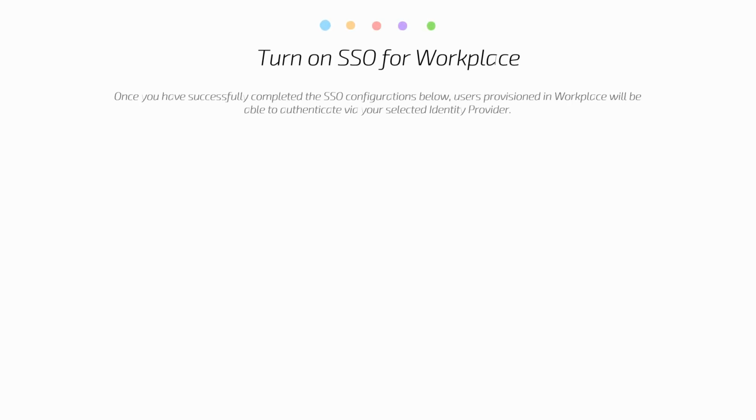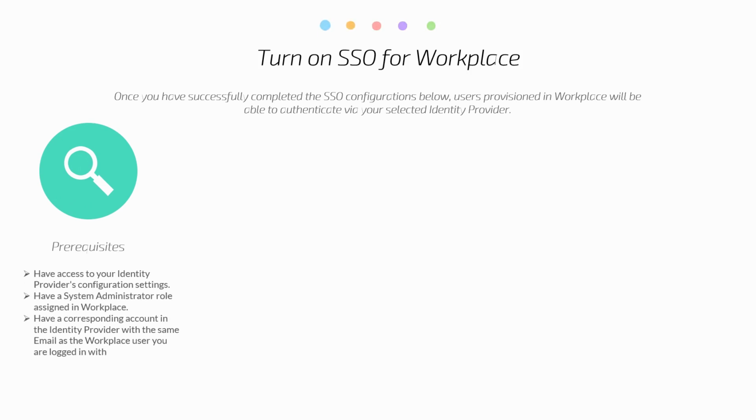Turn on SSO for Workplace. Once you have successfully completed the SSO configurations below, users provisioned in Workplace will be able to authenticate via your selected identity provider. Prerequisites. In order to enable SSO authentication in Workplace, you will need to have access to your identity provider's configuration settings, have a system administrator role assigned in Workplace, and have a corresponding account in the identity provider with the same email as the Workplace user you are logged in with, namely, which uses the same email address to authenticate both in Workplace and in the identity provider. This is essential to test SSO and complete Workplace configuration correctly.